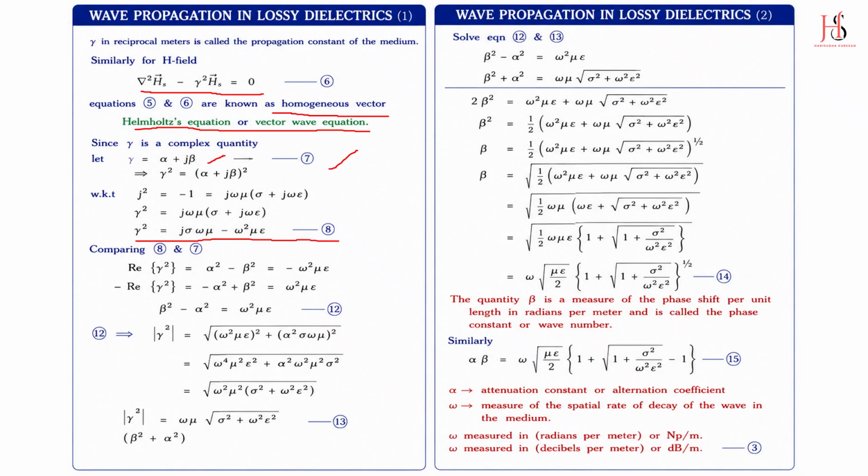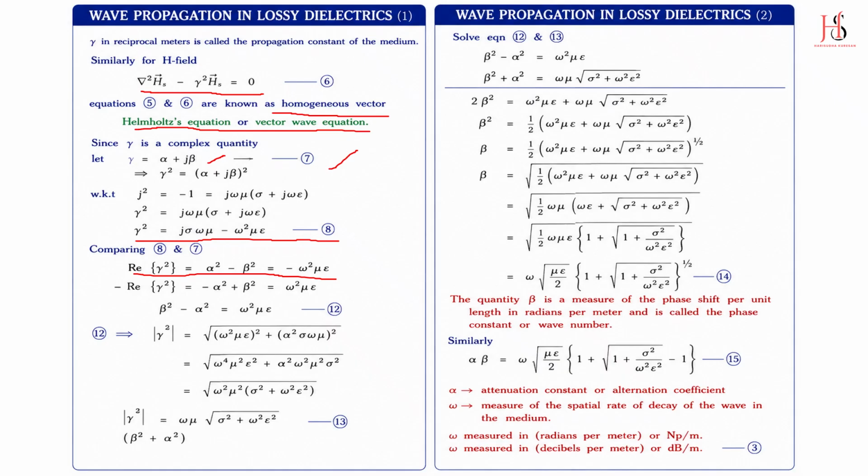So the real part of the seventh equation, we can get gamma square is equal to alpha square minus beta square, which is equal to, compare the real part of the seventh equation and the eighth equation. In this the real part will be alpha square minus beta square, and in this the real part will be minus omega square mu epsilon. That is what we did over here.